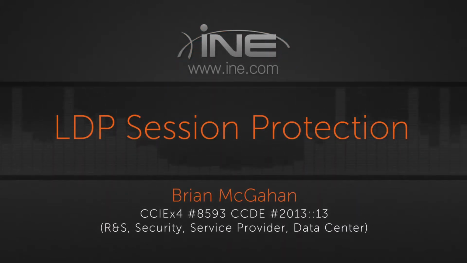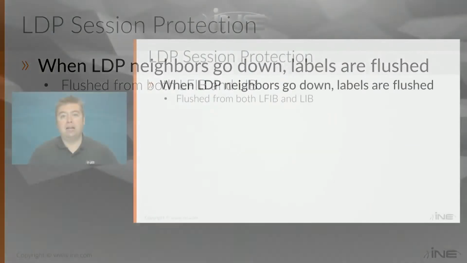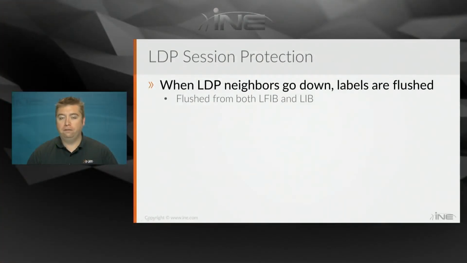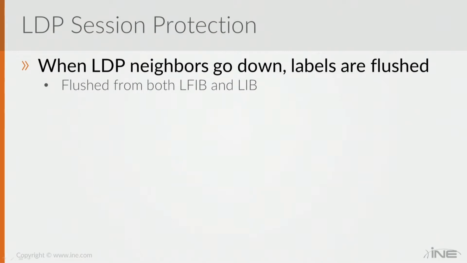Okay, there's another one that is also related to the TCP sessions, called session protection. This is not a protection mechanism in terms of protecting against traffic black holes. This is a reconvergence optimization of LDP for when neighbors go down and then come back later. The idea is that when a neighbor goes down, you flush all of their labels out of both the label forwarding information base and the label information base.